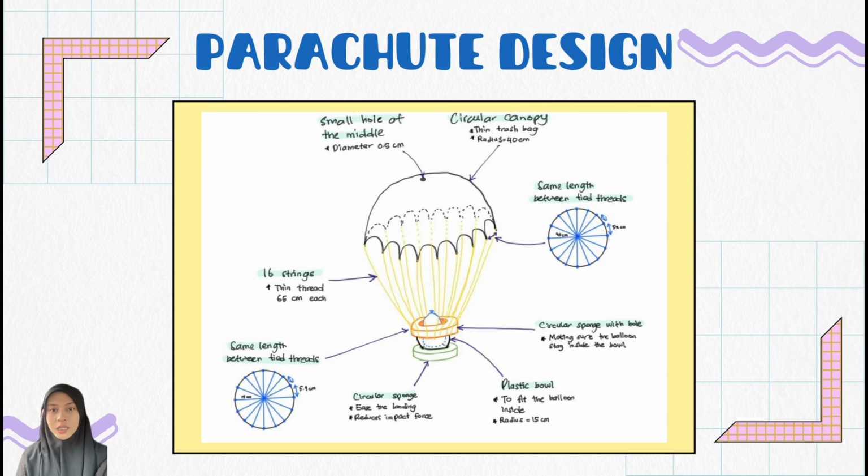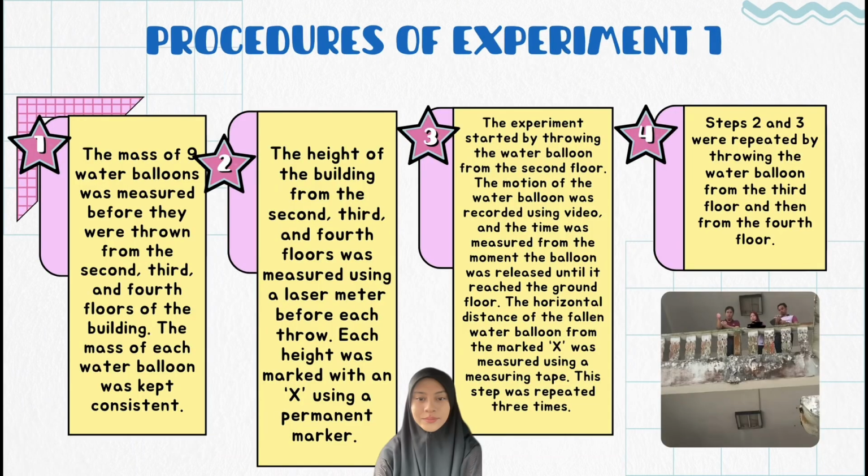There are 16 strings made of thin thread, and each string is 66 cm long. All strings are the same length to keep the parachute balanced. A circular sponge is placed at the bottom. It helps to reduce the impact force and allows a softer landing. A plastic ball with a radius of 15 cm is used to hold the water balloon. This keeps the balloon stable and protected during the drop.